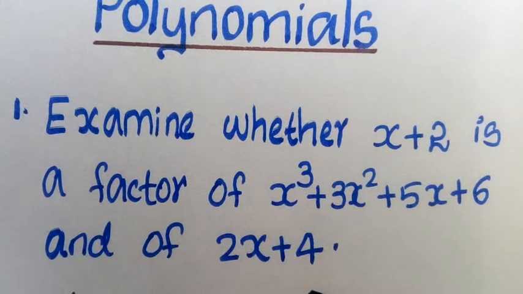If the remainder is 0, then the given expression is a factor of the given polynomial. Otherwise, it is not a factor. First case of factor theorem is also telling the same. X minus a is a factor of p of x if p of a is equal to 0. Let us check the answer.